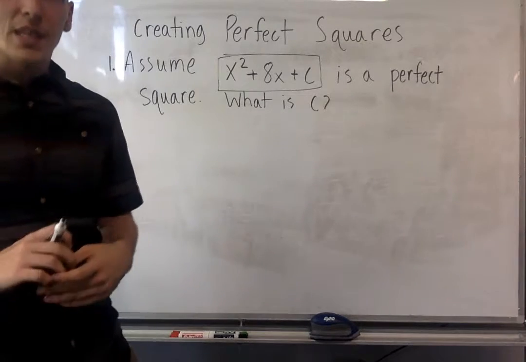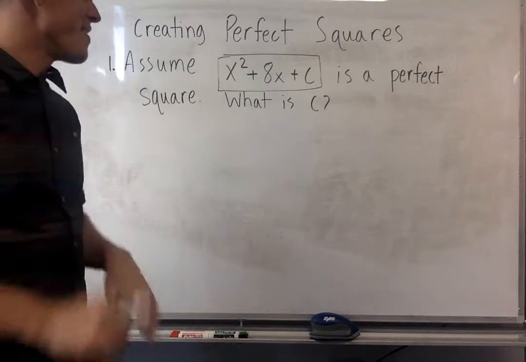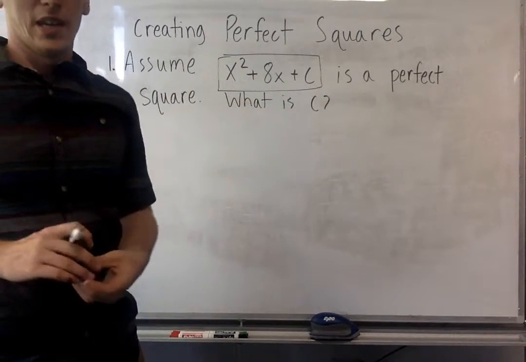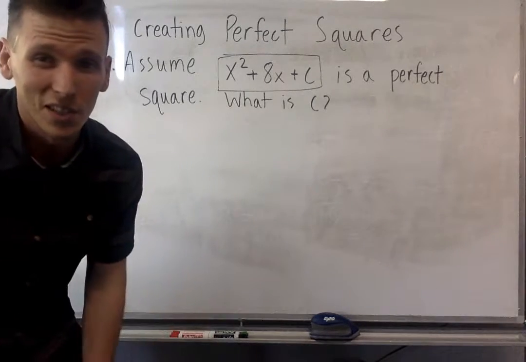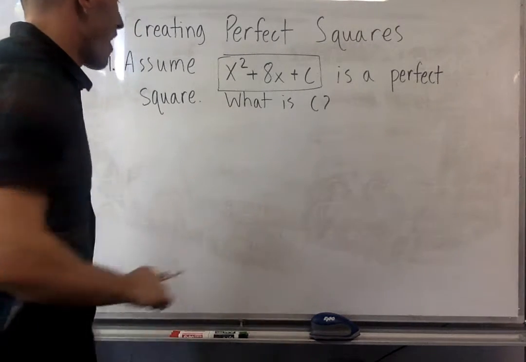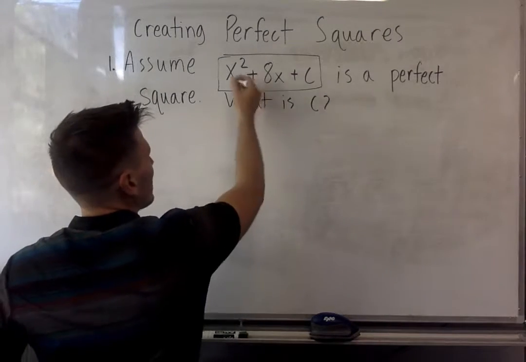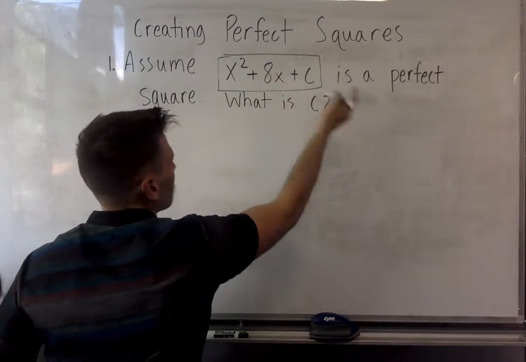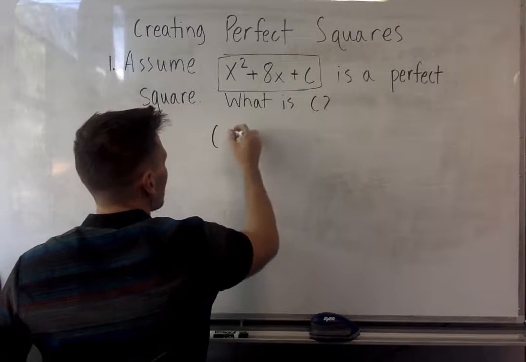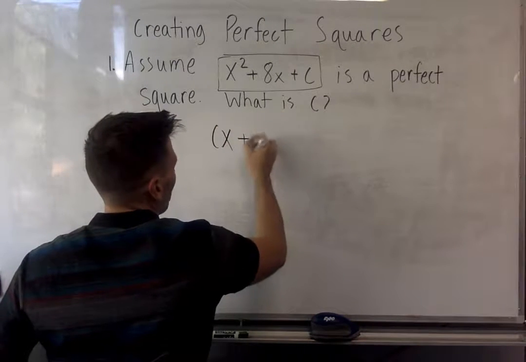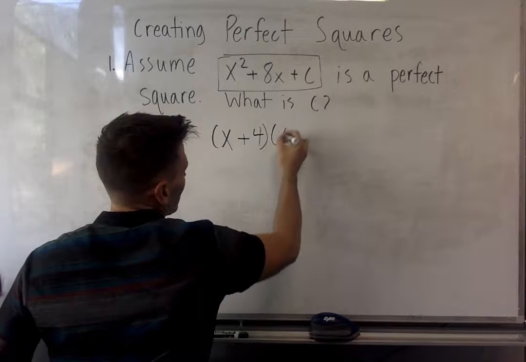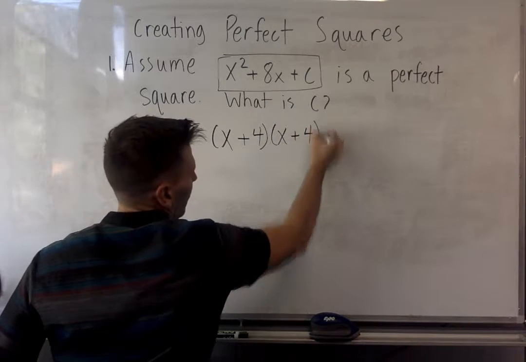If you were given a problem that says, assume something is a perfect square, and then it asks you to figure out what this missing trailing constant is, that's something we can absolutely do. See, based on the practice that you've just done, you might already have this in your head, but you'll recognize that this x squared plus 8x plus something, you know that this is the product of x plus 4 times x plus 4.